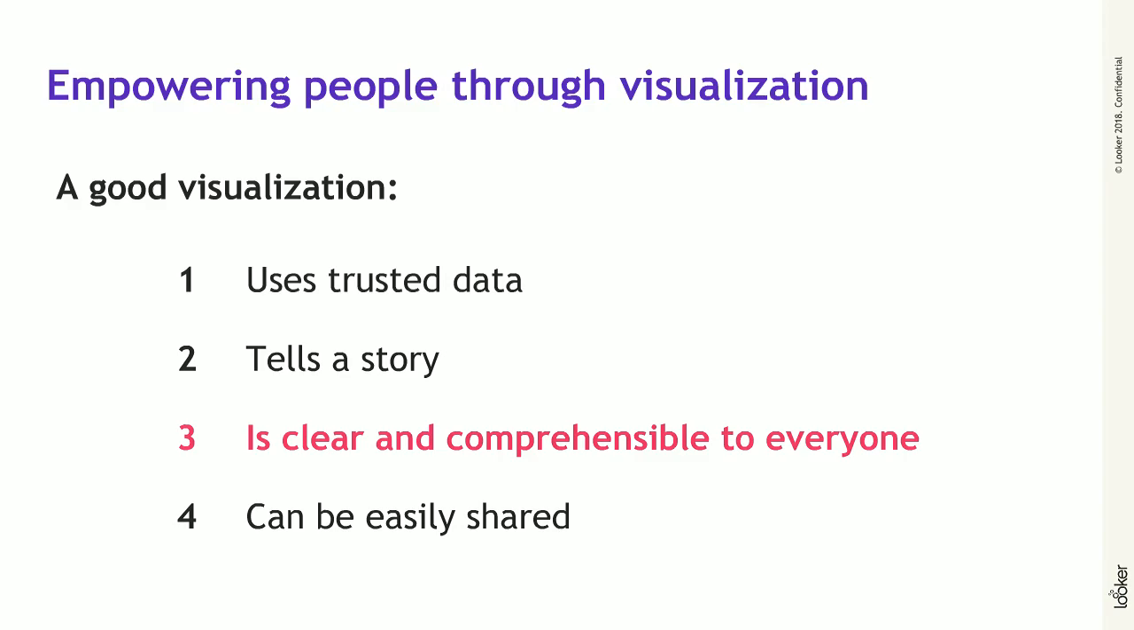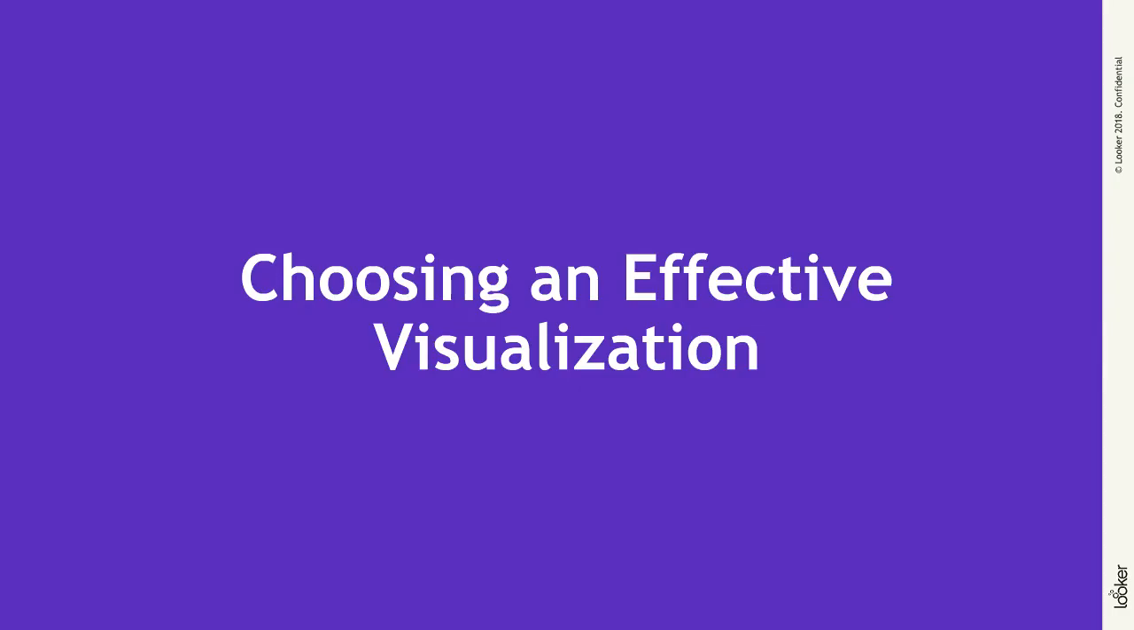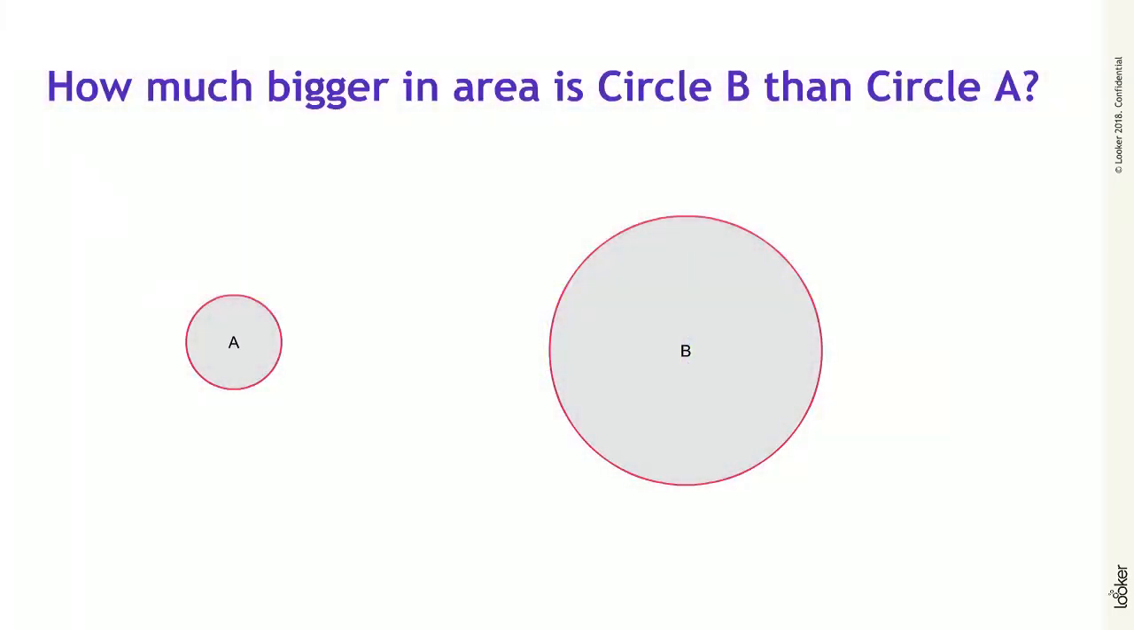Let's do a quick poll. Look at the two circles on the screen here and take a guess on how much larger in area circle B is compared to circle A. We have options for you here. Do you think it's 5 times bigger, 6 times bigger, 7, or 8 times bigger? So take a quick minute here and we'll see as the results come in.